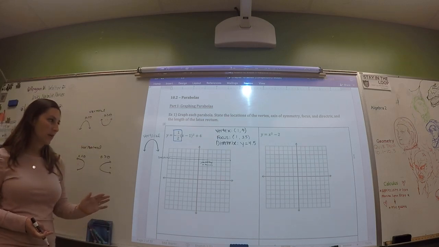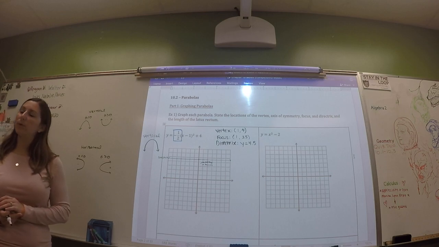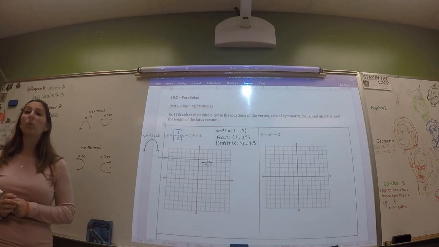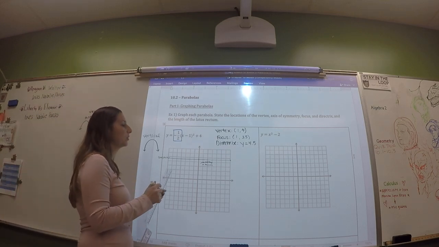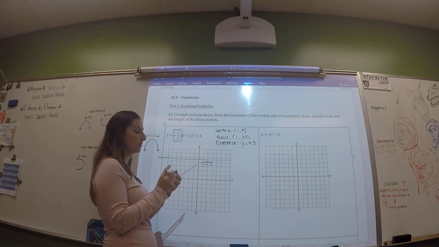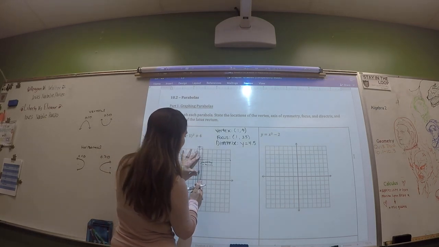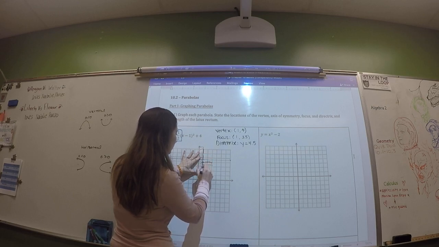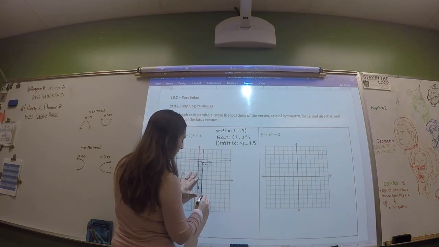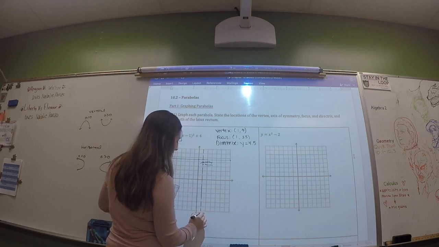Okay. We have directrix, we have vertex, we have focus. What are we missing? The axis of symmetry. We can put that in whenever we want. Remember, the axis of symmetry goes through the vertex and the focus. So it's going to be a vertical line in that case, at x equals 1. Now we're just missing our 2 points.